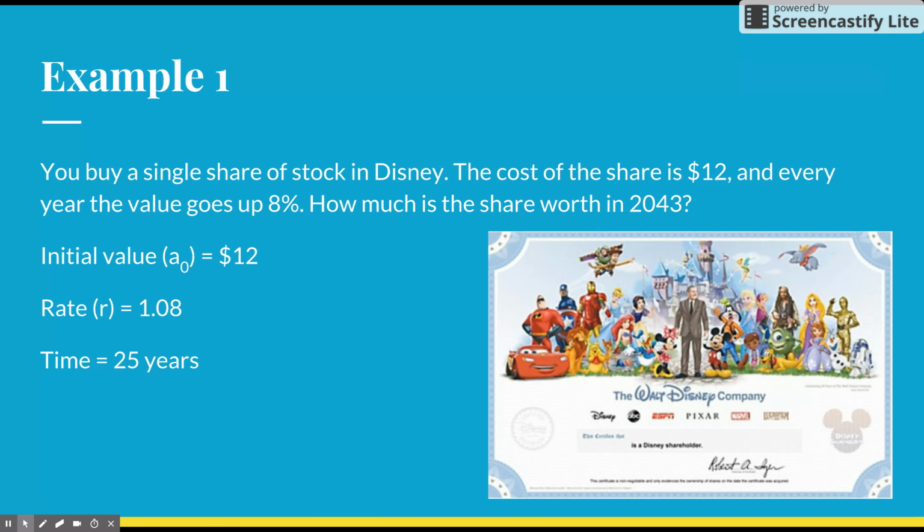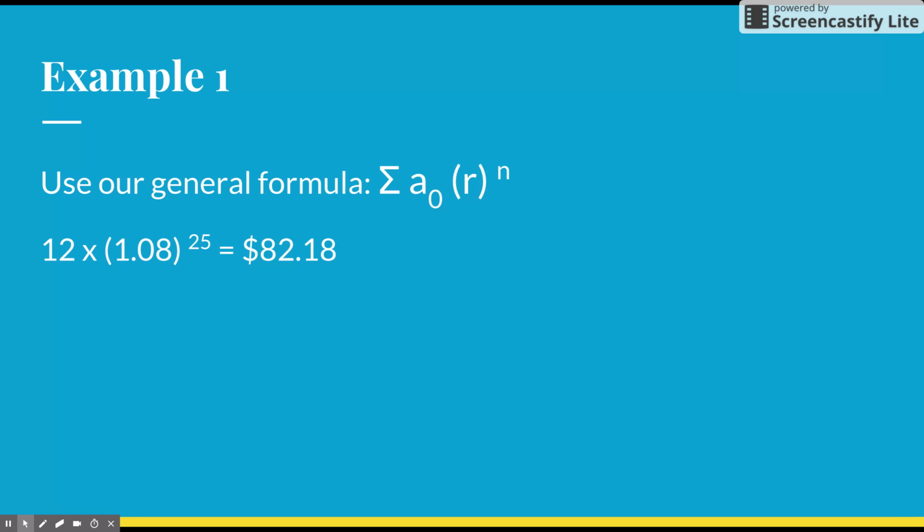And then our time in this case will be 25 years. And as the problem says, it's annually. So every year the value goes up, so we won't have to worry about conversions. So now to solve this, we use our general formula, which I had in the other slide, which is just the sigma of the initial times r to the power of n. So plug in our values. We've got our 12, and then we've got our 1.08.